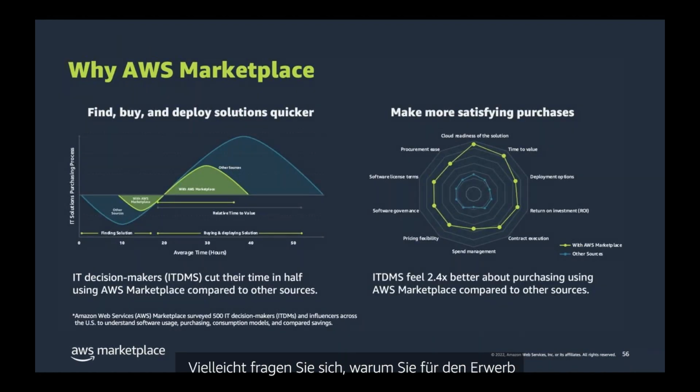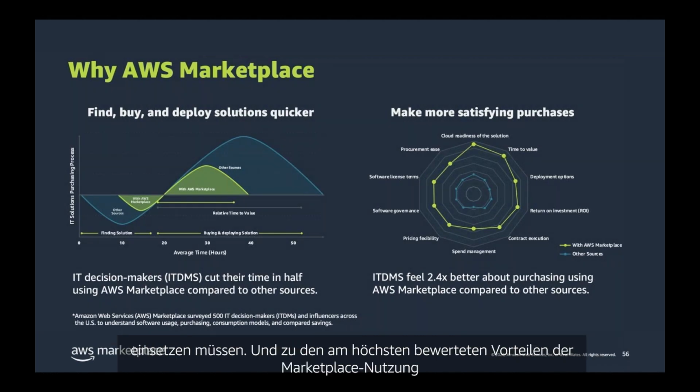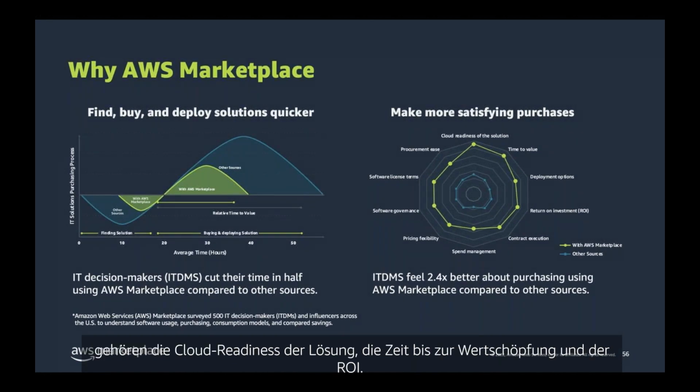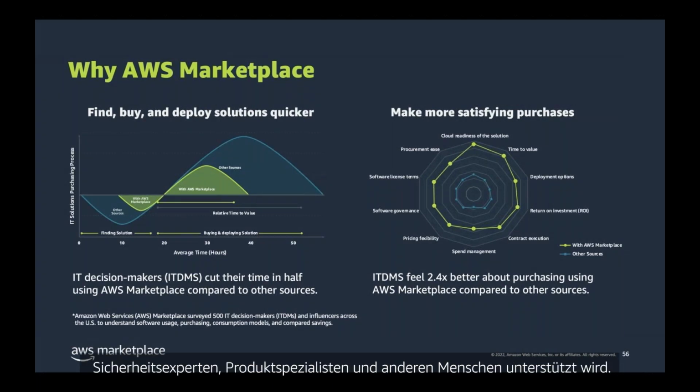So with that said, why would you want to use AWS Marketplace as your single destination for acquiring third-party software? Research has found that customers using AWS Marketplace are experiencing an average time saving of 49% when needing to find, buy, and deploy a third-party solution. And some of the highest rated benefits of using the Marketplace is cloud readiness of the solution, time to value, and ROI. Part of the reason for this is that AWS Marketplace is supported by a team of solution architects, security experts, product specialists, and other humans to help you connect with the software and resources you need to succeed with your applications running in AWS.